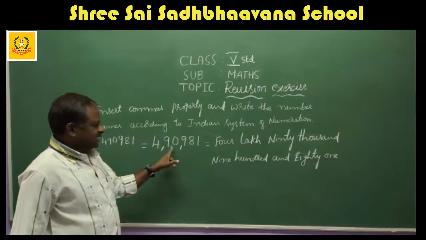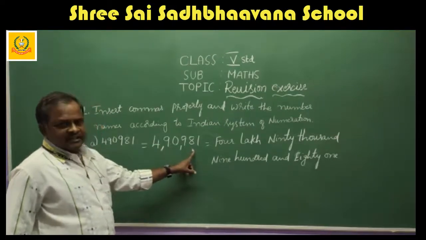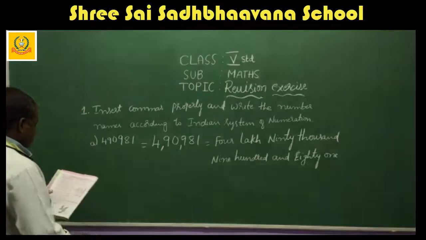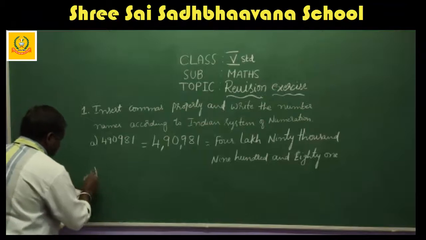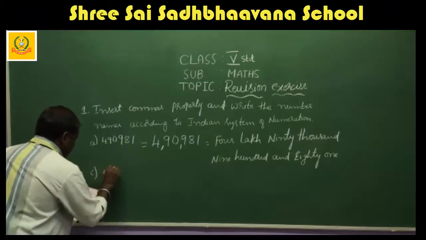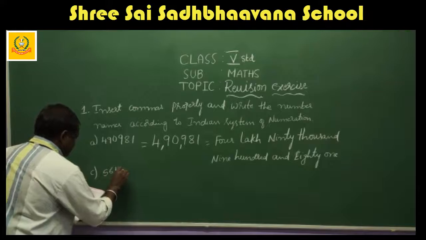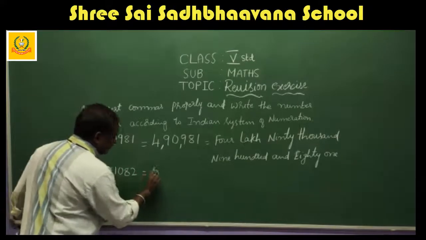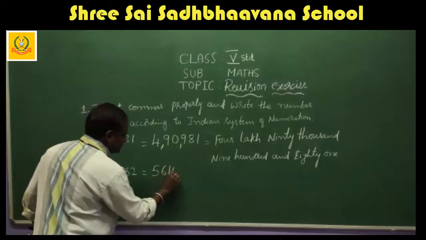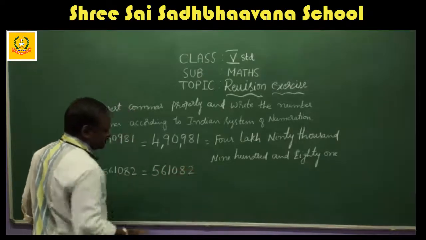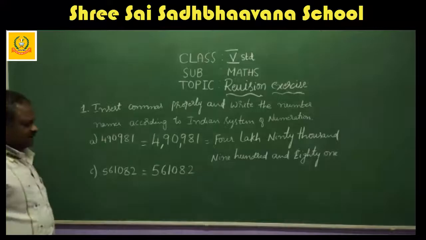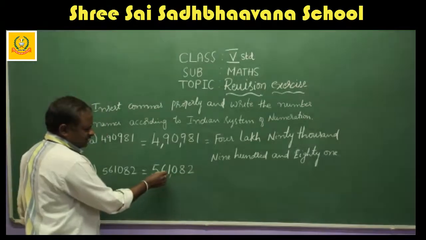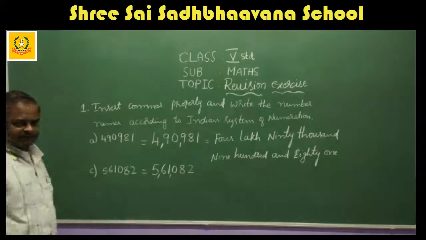Okay, 4,90,981. Next problem. I will do C1, 561,082. So once again I will write the number, 561,082. Units, tens, hundreds, one comma; thousands, ten thousands, another comma.